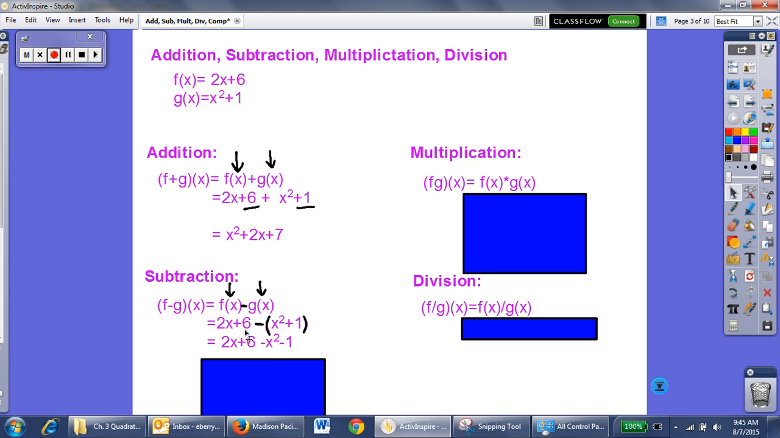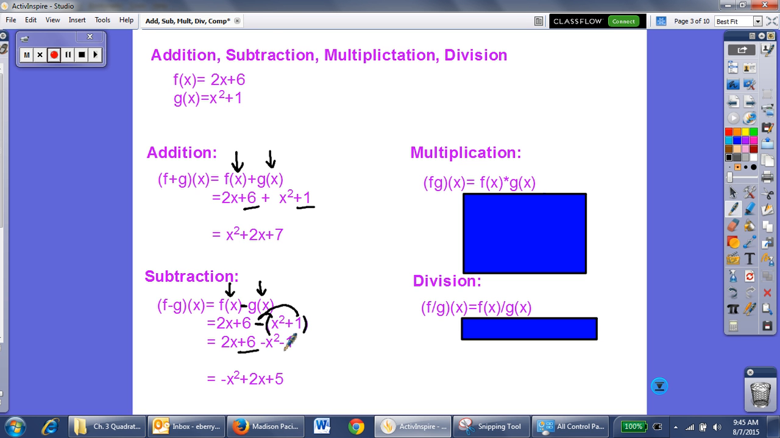So we have 2x plus 6 written first. And then when we distribute this minus sign, we get negative x squared and then minus 1. Combine your like terms. So we get negative x squared first, plus 2x next, and then 6 minus 1, which is positive 5.